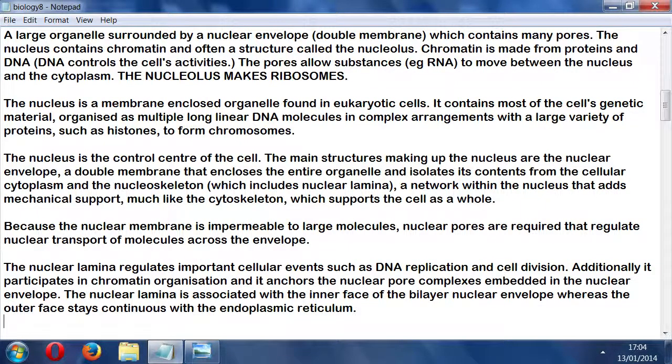The nuclear lamina regulates important cellular events such as DNA replication and cell division. Additionally, it participates in chromatin organization, and it anchors the nuclear pore complexes embedded in the nuclear envelope. The nuclear lamina is associated with the inner face of the bilayer nuclear envelope, whereas the outer face stays continuous with the endoplasmic reticulum.